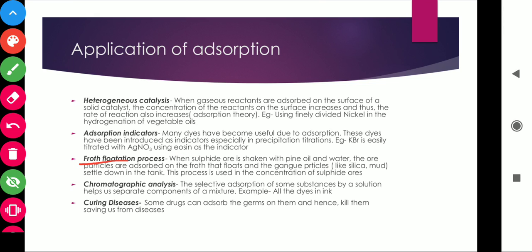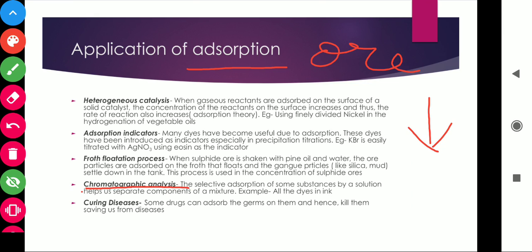Flotation process. Sulfide ores have lots of impurities, gangue particles. When we add oil and water, what will happen? The ore particles get adsorbed and start to float, and the gangue particles, which are impurities, settle down. In this process also adsorption takes place. Adsorption of what? Ore. And the gangue settles down in the tank.